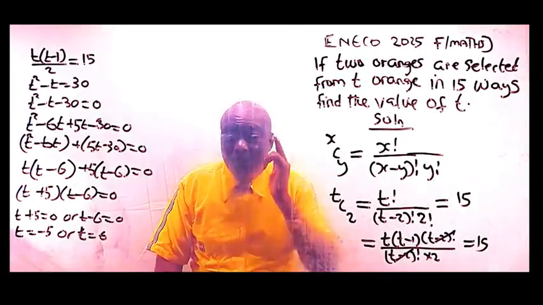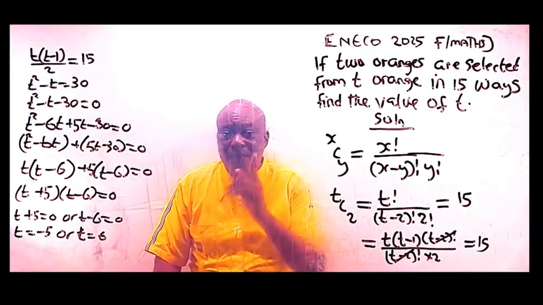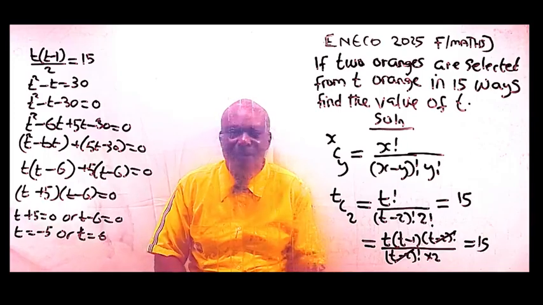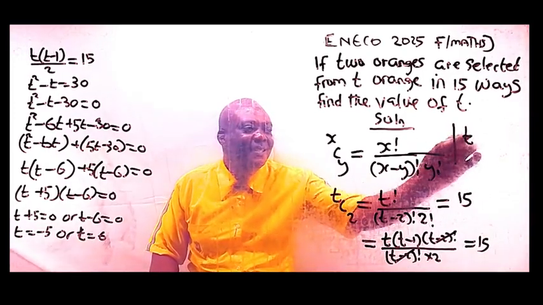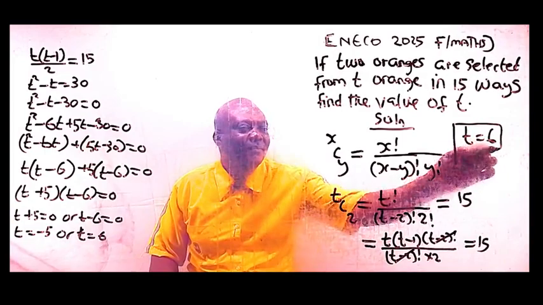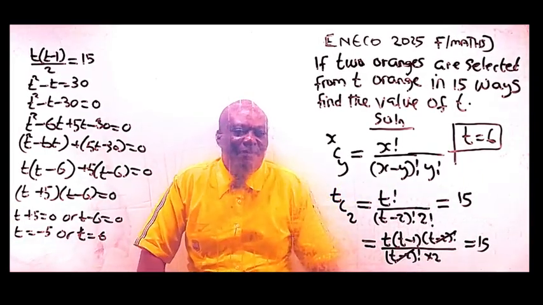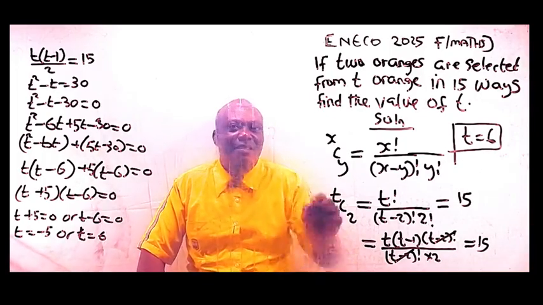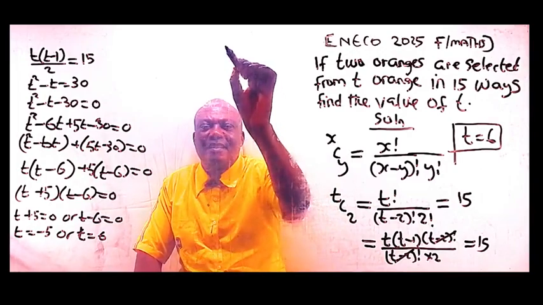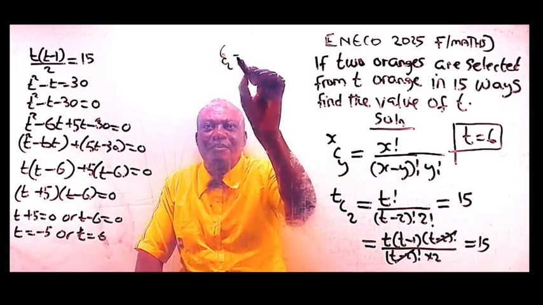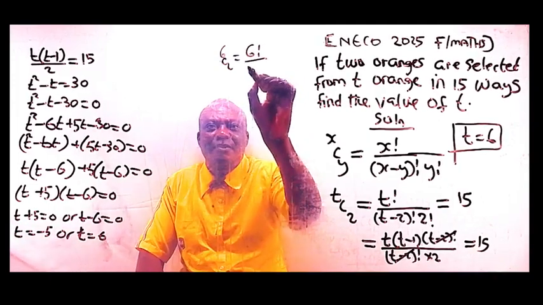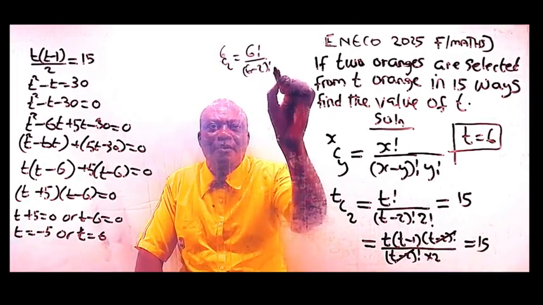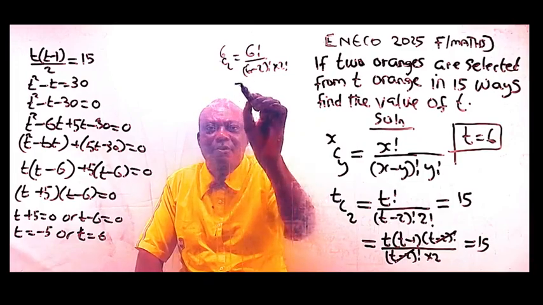If you stop here, you are wrong. You must give one number. The number can never be negative. So T equals 6. And you can verify it and see what 6 combination 2 is. Of course, it is 6 factorial over (6 minus 2) factorial times 2 factorial. What will we get? Let us do it here.